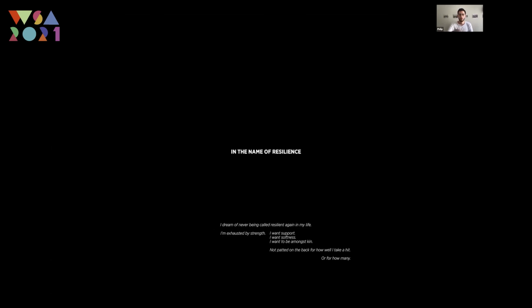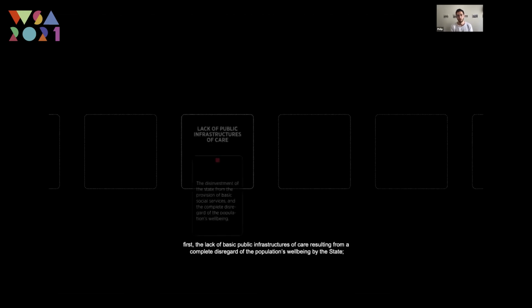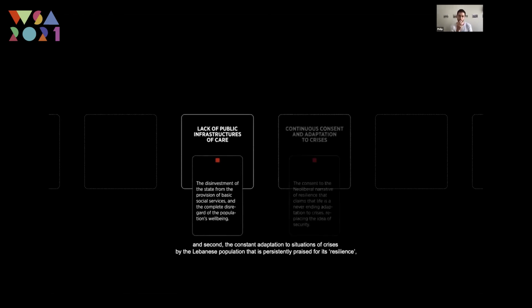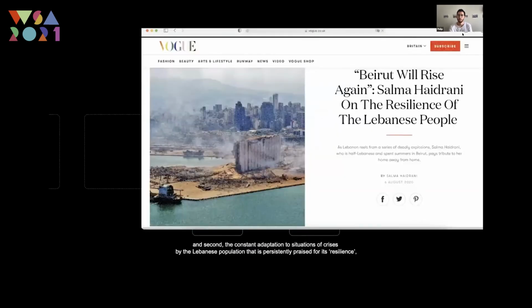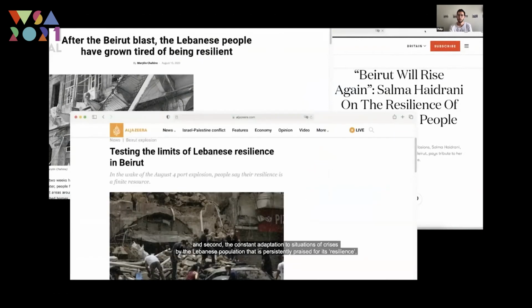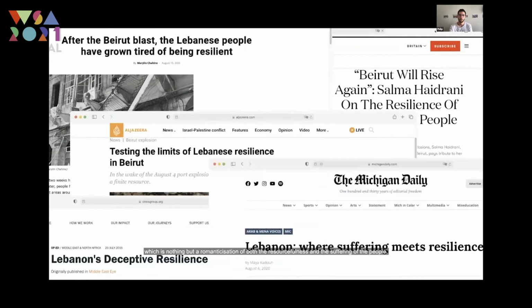In the name of resilience, crises, care, and civic infrastructures in Beirut, this project is an urban response to the different crises that are currently ravaging Lebanon and the city of Beirut. These crises are articulated around two main manifestations. First, the lack of basic public infrastructures of care resulting from a complete disregard of the population's well-being by the state. And second, the constant adaptation to situations of crises by the Lebanese population that is persistently praised for its resilience, which is nothing but a romanticization of both the resourcefulness and the suffering of the people.